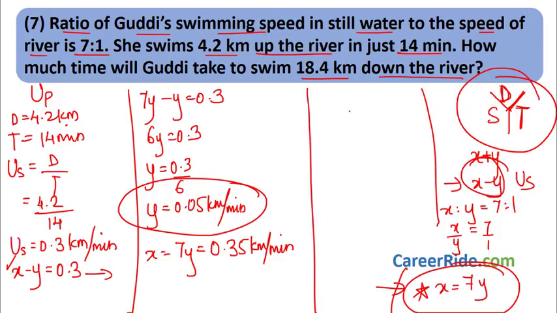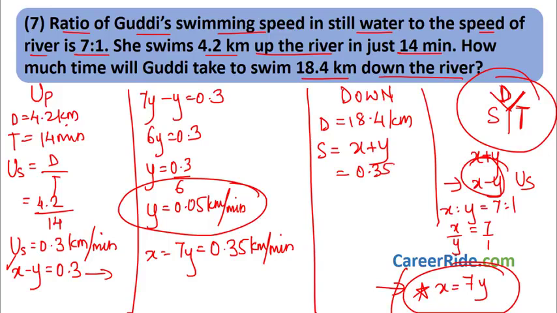Now what do we have to find out? The downstream case. In that, the distance traveled is 18.4 kilometers, they have given. Speed is nothing but, we do not know the downstream speed, that is nothing but x plus y, that is 0.35 plus 0.05, that is 0.4 kilometers per minute. Correct? This is the speed.